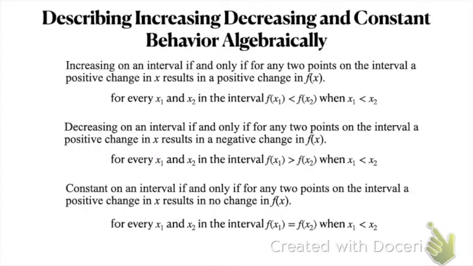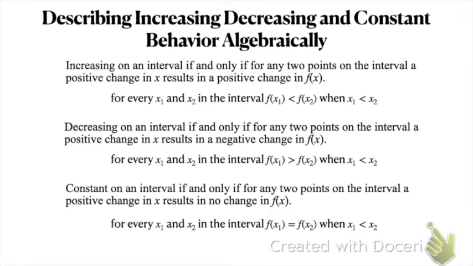So we can describe our increasing, decreasing, and constant behavior algebraically. There's a lot written on here, and it says increasing on an interval if and only if for any 2 points on the interval, a positive change in x results in a positive change in f of x. So what does that mean? As we go from left to right, our x's are increasing. If our y values are getting higher, going more positive, we are increasing.